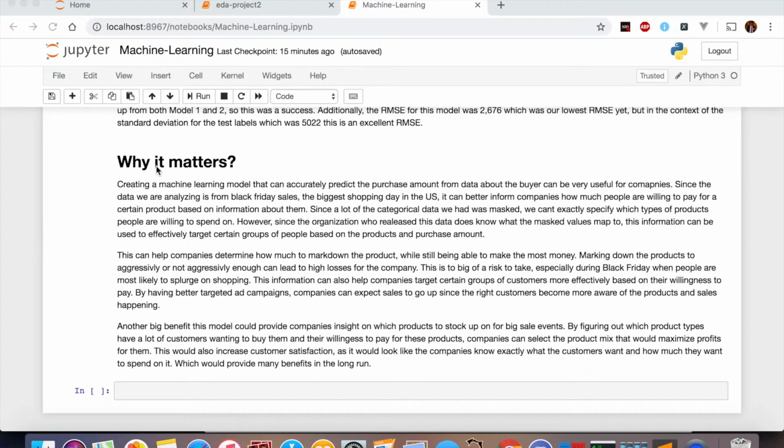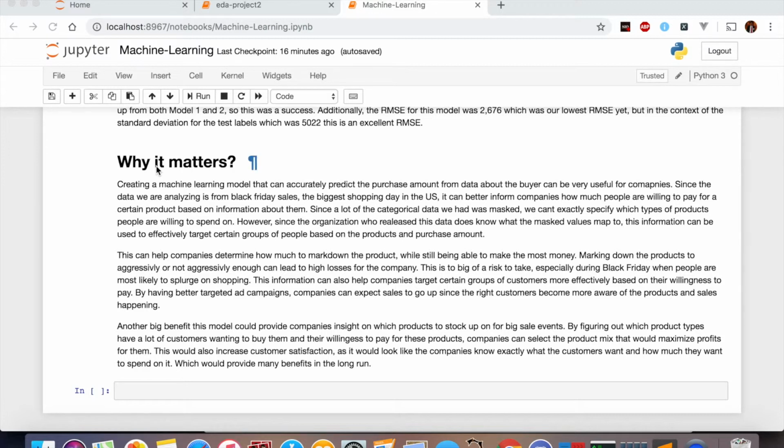What we were trying to analyze was how we can accurately predict purchase amount based on a bunch of categorical variables about the user. And this is actually a very important problem to solve, as it can help companies determine a lot of things. However, since a lot of the categorical data we had was masked, we don't really know what the masked values map to, but the company that released this data set does, and so they can use this to effectively target certain groups based on products and purchase amount.